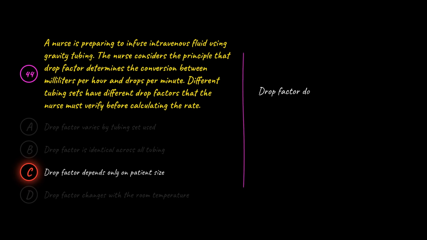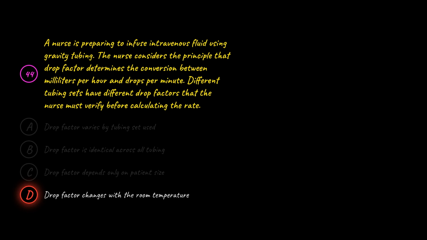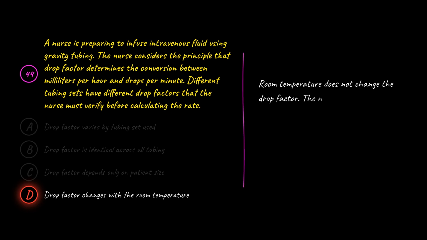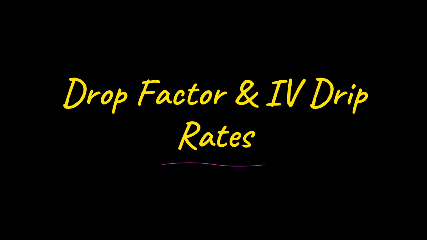C is wrong because drop factor does not depend on patient size, only on the tubing used. Patient factors influence the prescribed rate, but not the conversion between milliliters and drops, which is mechanical to the tubing. D is wrong because room temperature does not change the drop factor. The number is a fixed property of the tubing manufacturer, and environmental conditions have no role in calculating drops per minute during gravity infusion.